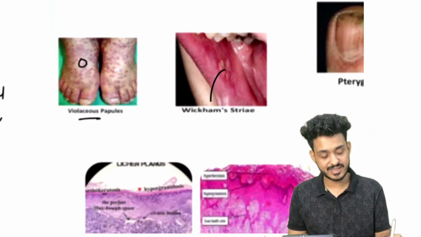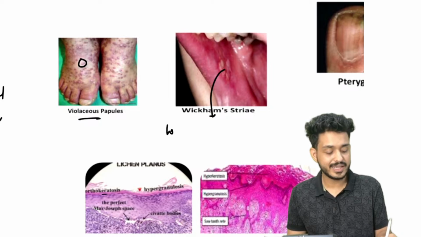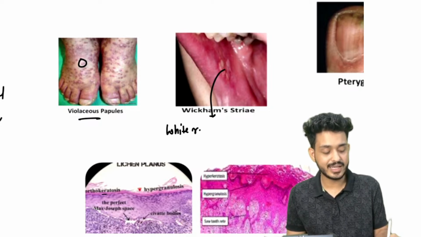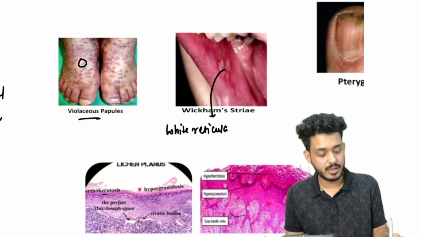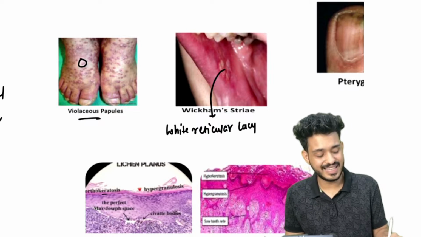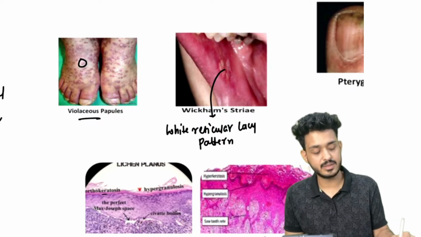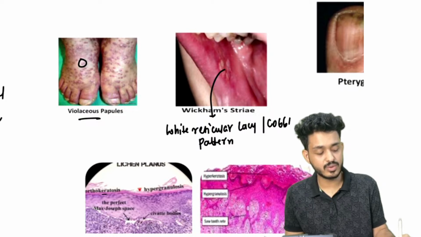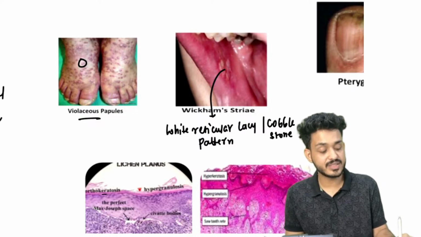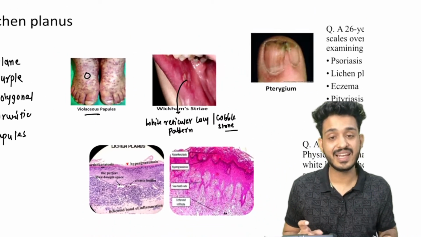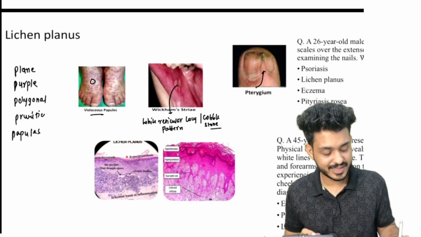Wickham's striae, that is the white reticular lacy pattern. If they have given you a lacy pattern or cobblestone appearance in the mucosa, if anything among these is seen, then your answer will be Lichen planus. This is the most characteristic finding.